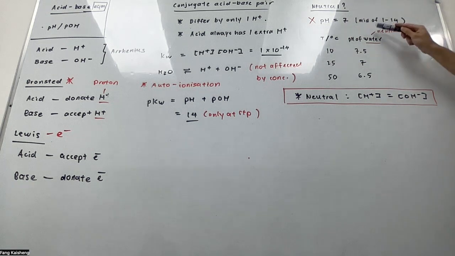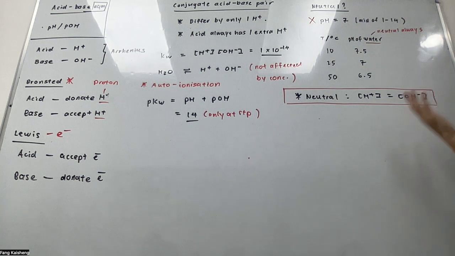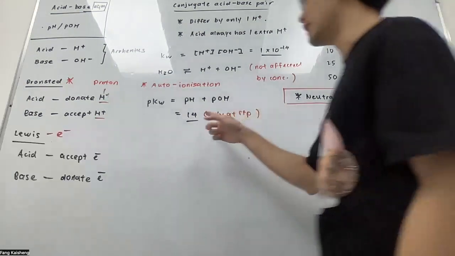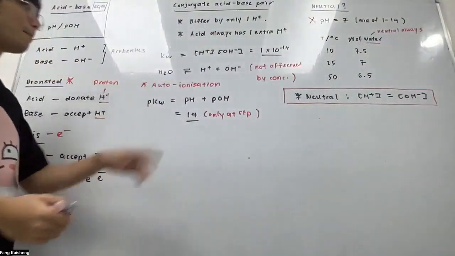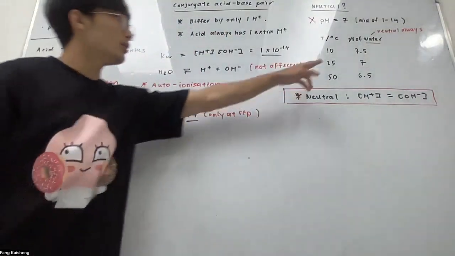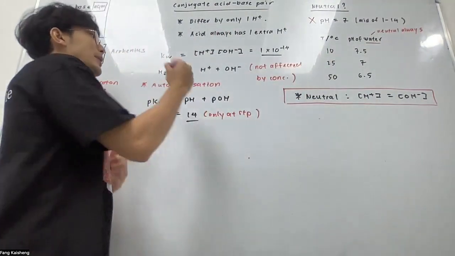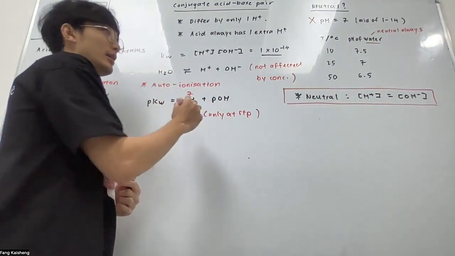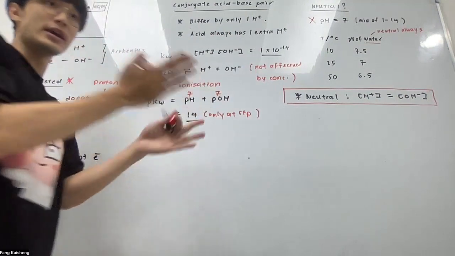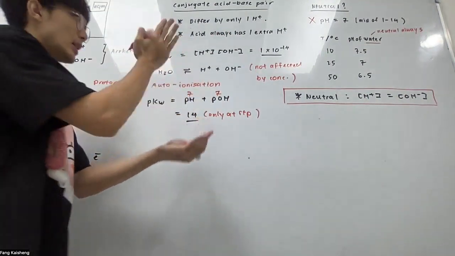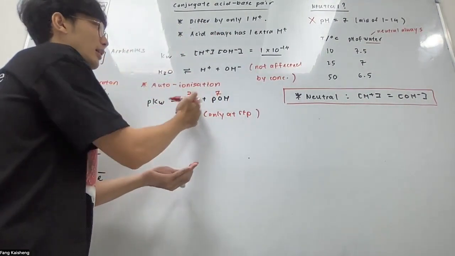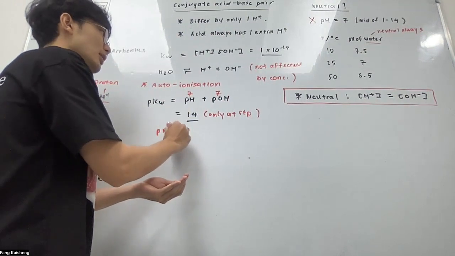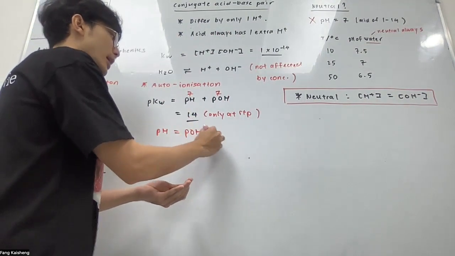Just now I did mention this. You all know 7 because it's in the middle of 1 to 14. Why in the middle? What's so special about being in the middle? Look at this equation again. At room temperature, the pH is 7. What is pOH? Also 7. So there's a reason why it's in the middle. So that pH is equal to pOH, then that is neutral.